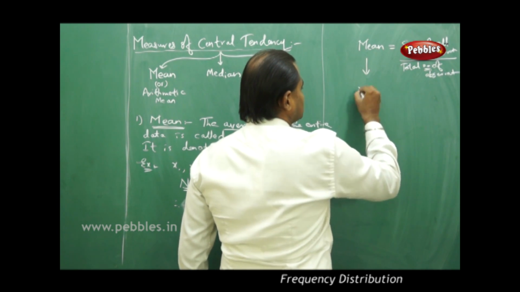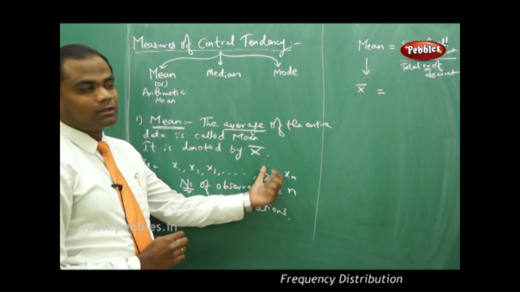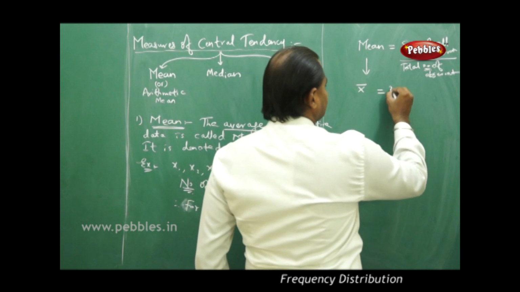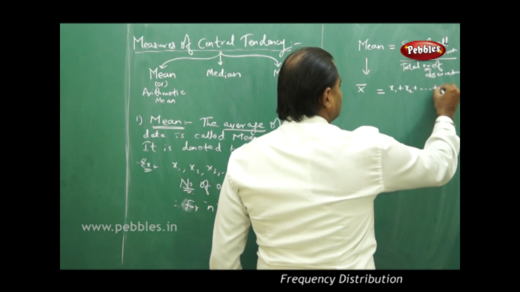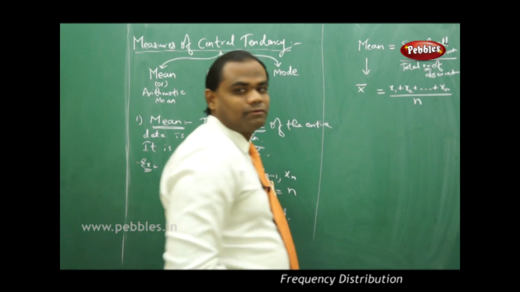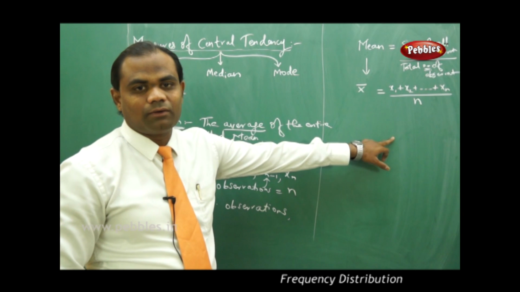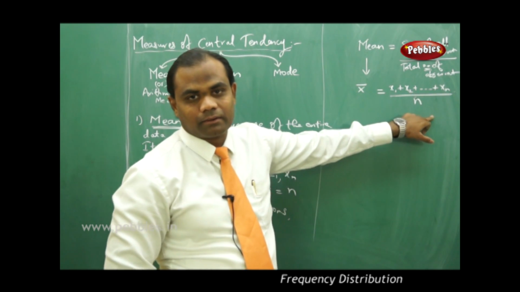I get my mean, x bar, which we usually denote for mean, equal to x1 plus x2 plus x3, so on and so forth till xn, divided by the number of observations, which is n. So this is how I get the formula for x bar, that is x1 plus x2 till xn by n.